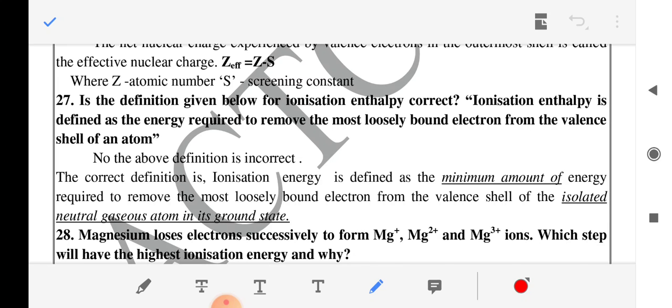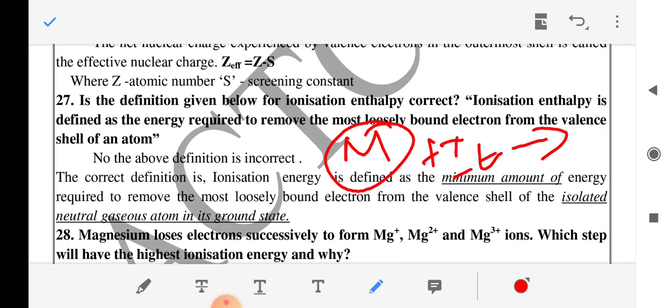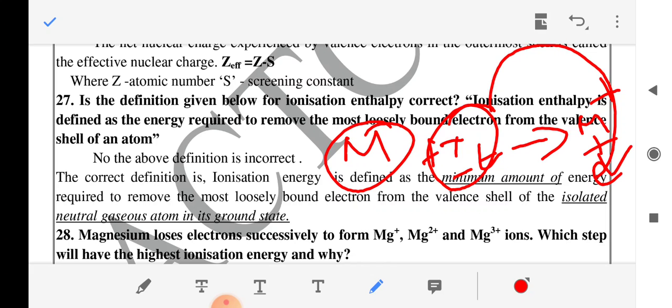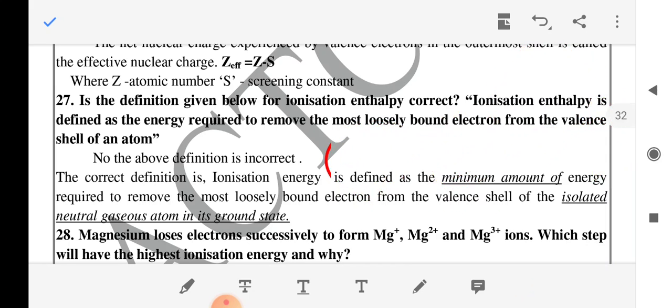This applies to the atom, not a metal. The atom requires energy to remove the electron, so it becomes a positive ion. So the minimum amount of energy is required to remove the most loosely bound electron from the valence shell of the isolated neutral gaseous atom in the ground state. This is the correct definition for the ionization enthalpy.